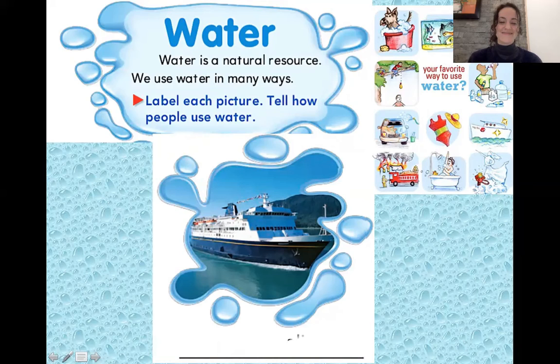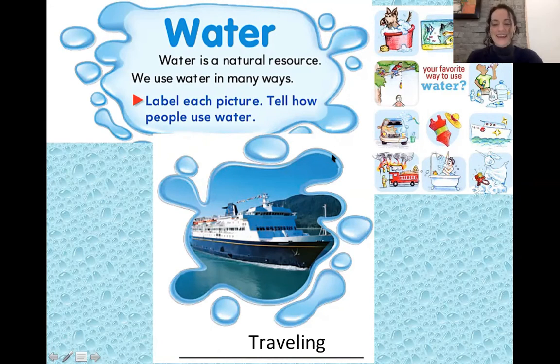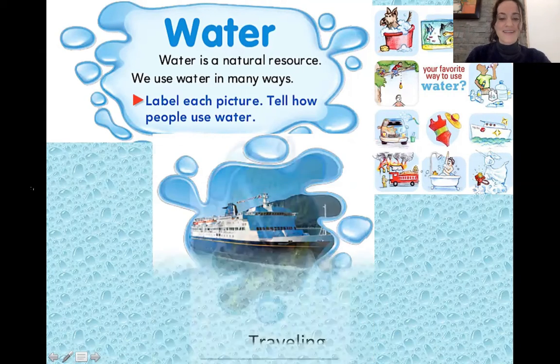That's okay, Sam. Can you say this word? Traveling. Very good. Traveling. So we can use boats to go from one place to another. We can travel on them. Very nice. Good job, Sam. Sorry for making it so hard.